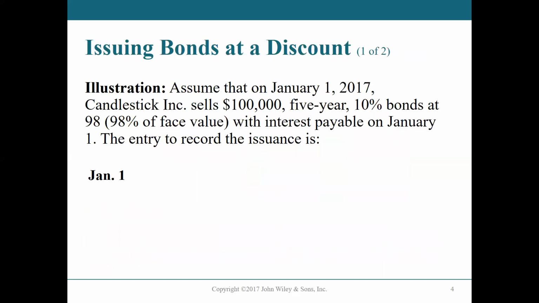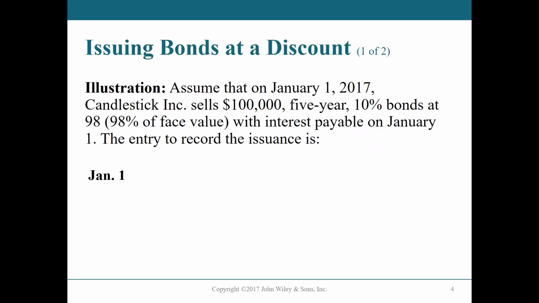All right, so let's look at an example and maybe it will help. So here we have Candlestick Inc. sells $100,000, 5-year 10% bonds at 98. Just so you know, bonds get listed at a percentage of their face value. So if it says a bond is selling at 98, that means it's selling at 98% of its face value, which means it's selling at a discount of 2%.